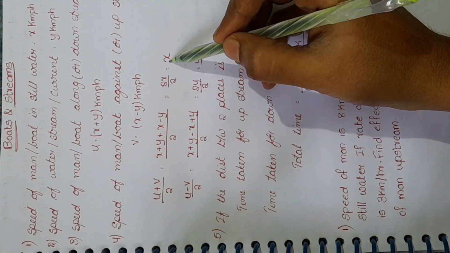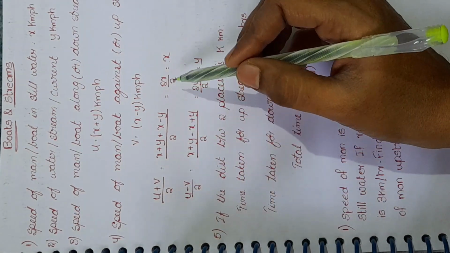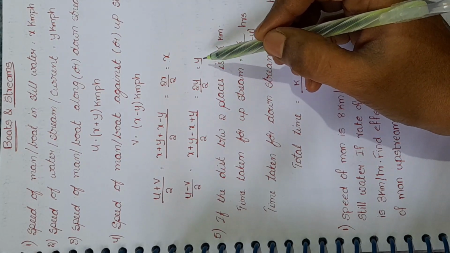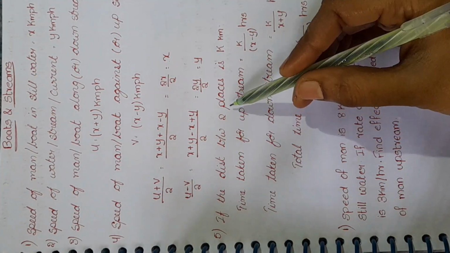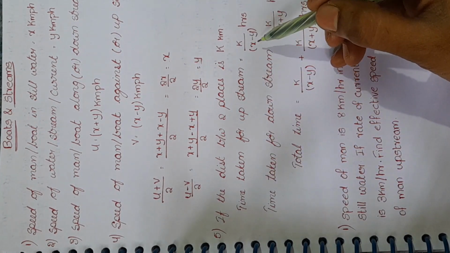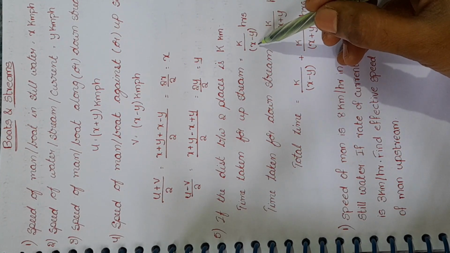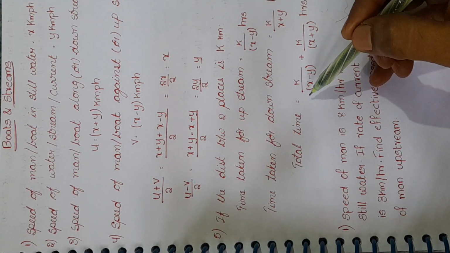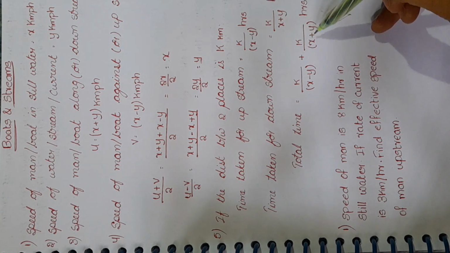The value of x can be found by (u plus v) by 2. From this we get x. (u minus v) by 2 is equal to 2y by 2, that is y. If the distance between the two places is k kilometers, time taken for the upstream is k by (x minus y) hours, that is distance by speed. Time taken for downstream is k by (x plus y) hours. Total time is k by (x minus y) plus k by (x plus y) hours.